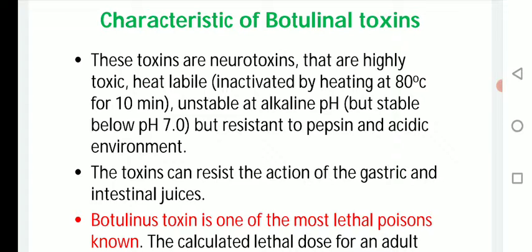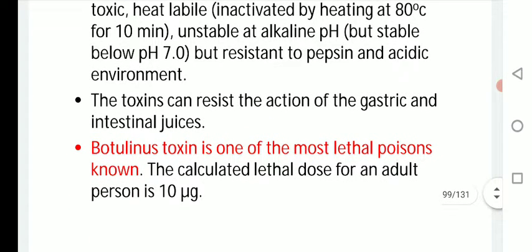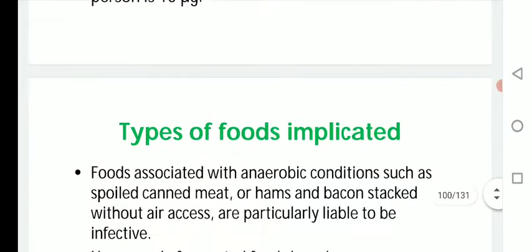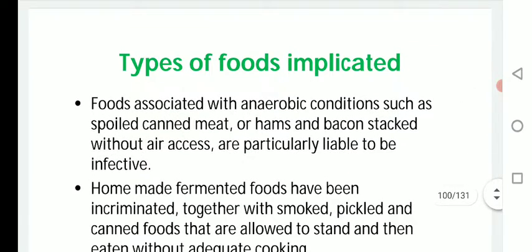It affects neurons and the nervous system in our body, and the toxin can resist the action of gastric as well as intestinal juices. So botulinum toxin is one of the most lethal poisons as far as others are concerned, and the calculated lethal dose for an adult person is 10 microgram per. So types of food implicated.